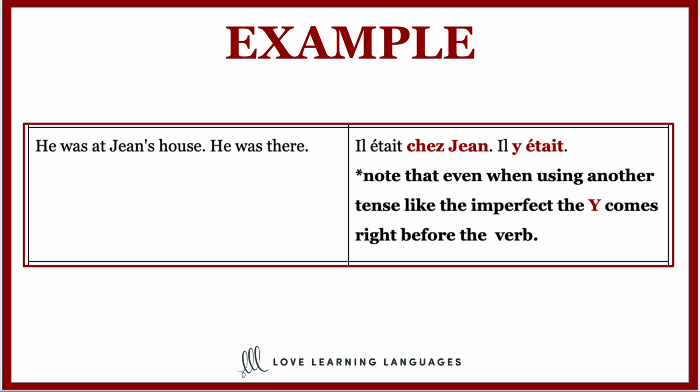Now, with chez, since chez means at his house, you're still referring to a location, so you're not saying him, okay? A plus a person, when it means him, needs an indirect object pronoun. But chez plus a person can take y, d'accord? Okay, so back to this. Remember that even when you're using another tense like the imperfect, the pronoun, in this case y, comes right before the verb.